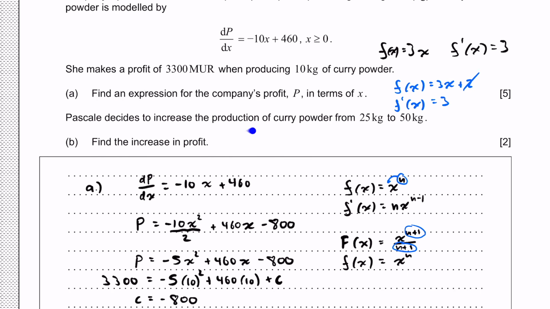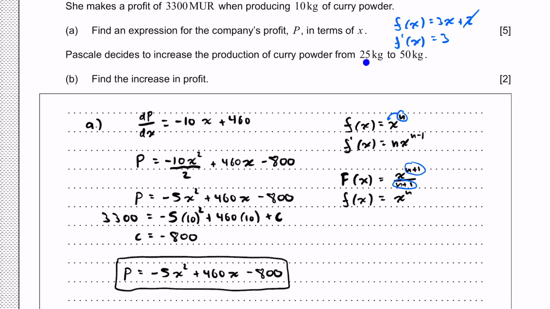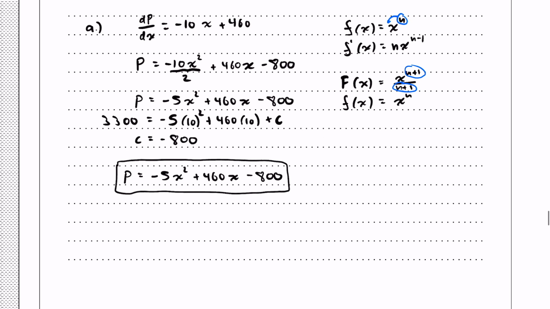Pascalia decides to increase the production of curry powder from 25 kilograms to 50 kilograms. Find the increase in profit. Okay. So in this situation, originally they produced 25 kilograms, and then they are going to now produce 50 kilograms. What would be the increase in profit? We've already got a function which relates profit to number of kilograms produced. So we should be able to find the profit at 25 kilograms and also the profit at 50 kilograms, and then find the increase. So essentially what we would be doing, I'll write this out here.